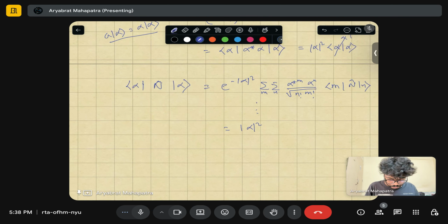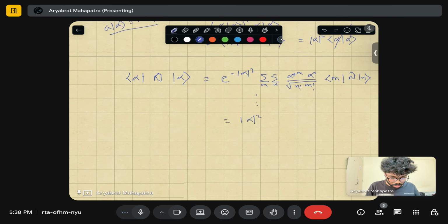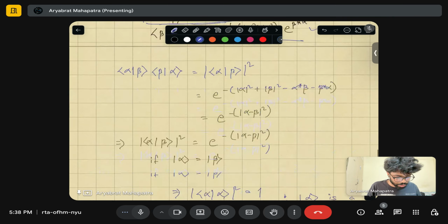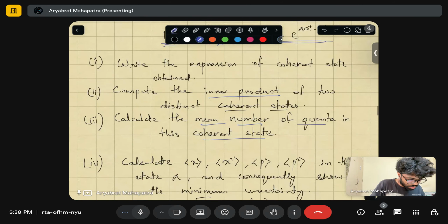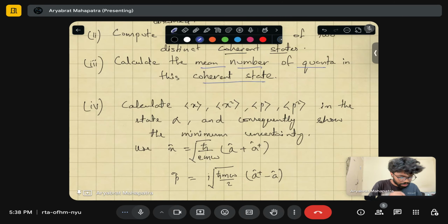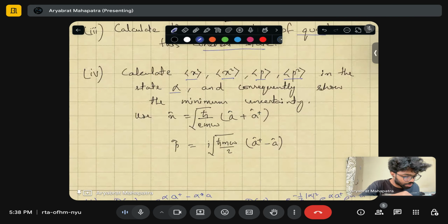So yeah. Then I think next we have some more questions right here. The next task is to calculate the expectation of x and x squared, p and p squared in this coherent state alpha, where x is defined to be the usual position operator defined in the harmonic oscillator system.